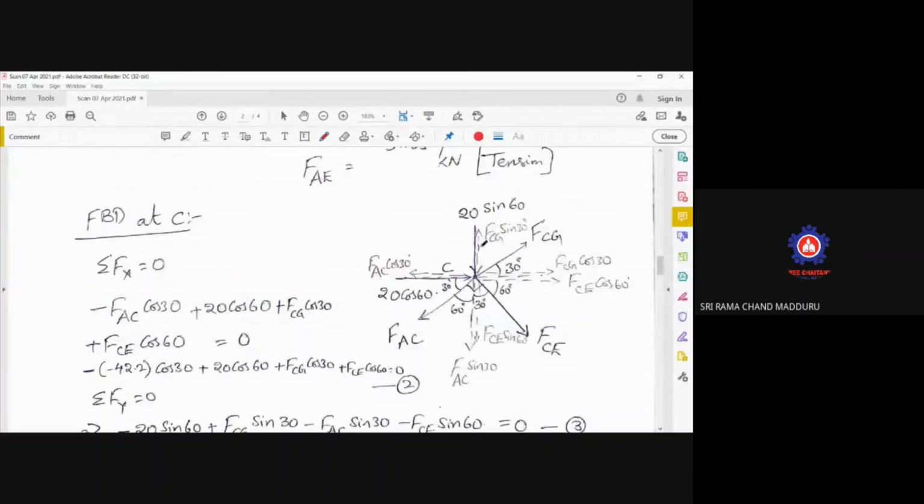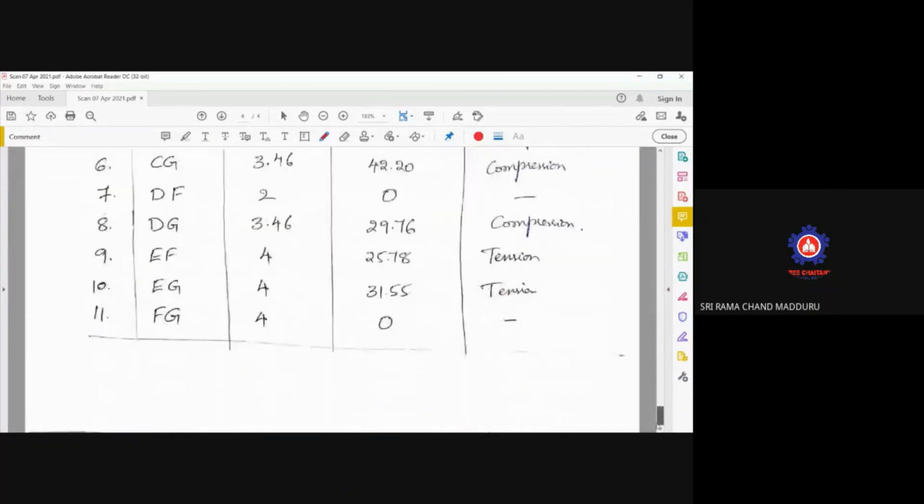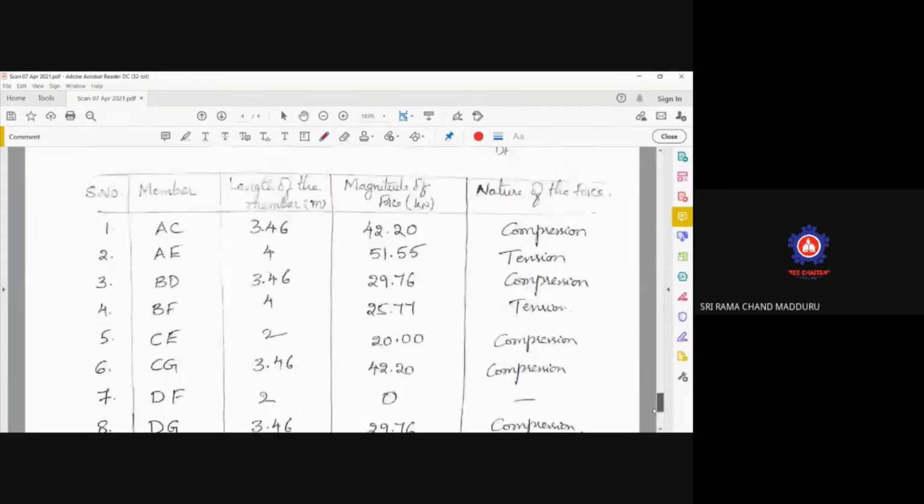I have given all the resolution of the forces. This method of joints is the easiest one, but it is a lengthy process to get all the forces in the members. Ultimately, at the end of the problem, you need to show the force in the member, length of the member, magnitude of the force, and nature of the force. This problem was shared with you in the class the day before yesterday.